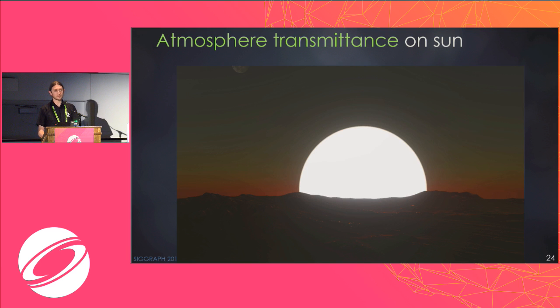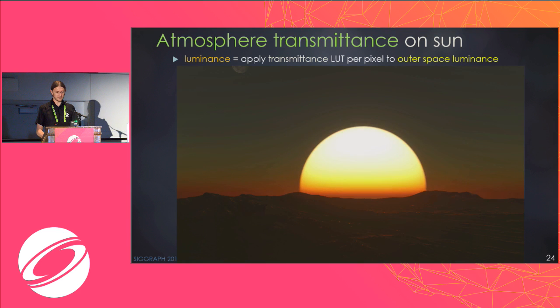As I said, we have recovered the outer space luminance for the sun, so we can render the sun disk. But by default, it looks a bit off. If you want to fix that, you need to apply the transmittance lookup table per pixel. And that will give you a sun that matches what you would expect in these conditions.